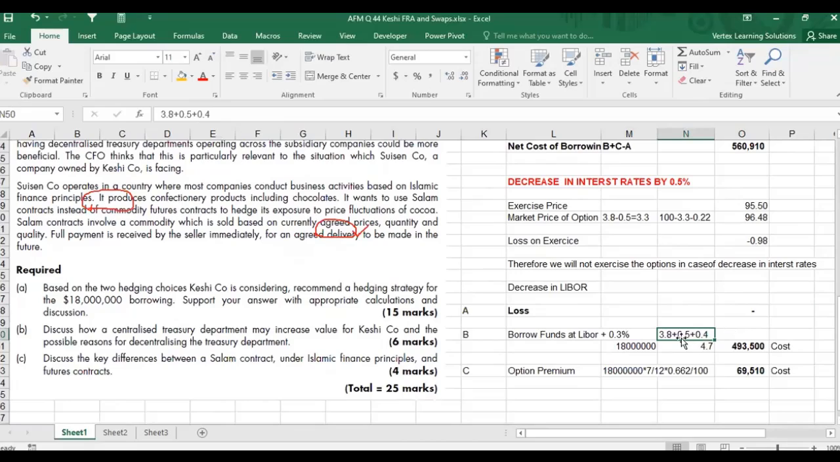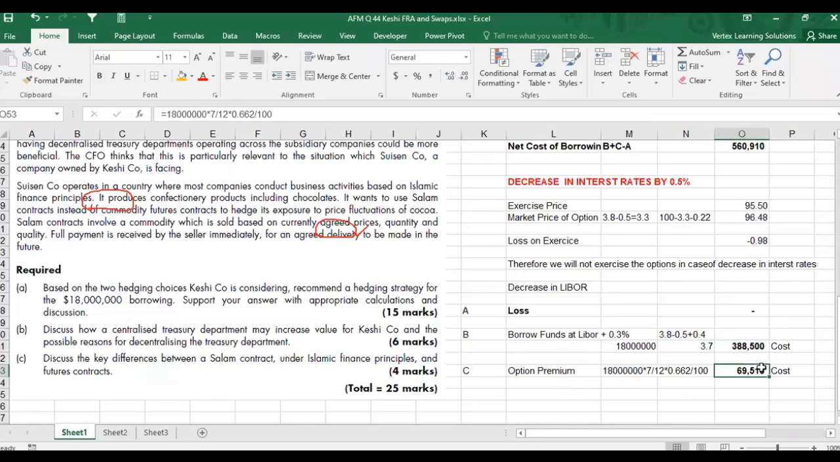Should I change this 3.8 plus 0.5 or whatever? How do you calculate this? 4.7. So if interest rate goes down, this would not be 4.7. How much would it be? It would be like this, minus 0.5. So here I put it like this. Your interest cost will be 388,000 because you are borrowing 18 million at 3.7% since interest rates have gone down. So your interest cost is 388.